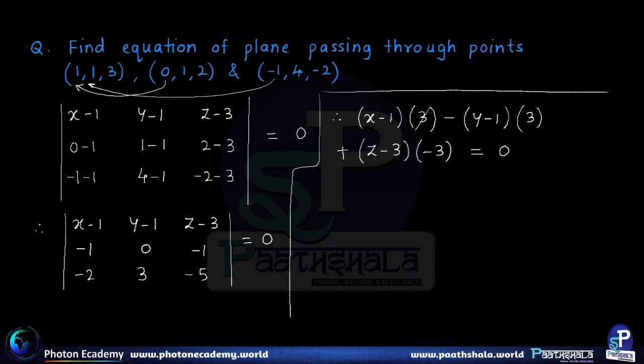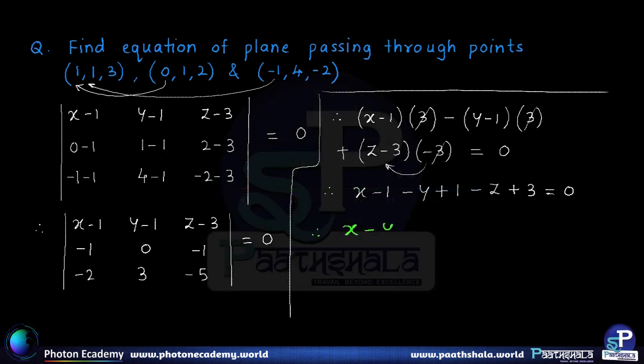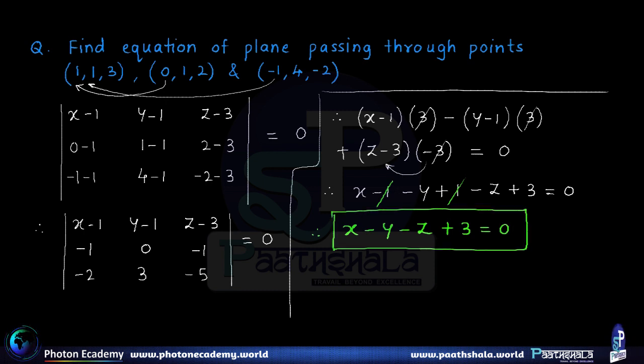Clearly here we can cancel out a factor of 3 and therefore we get x minus 1 minus y plus 1, and this minus will flip the terms, so we have minus z plus 3 equal to 0. Lastly, collecting all the variable terms, we get x minus y minus z, minus 1 and plus 1 cancel, we have plus 3 equal to 0. That's the Cartesian equation of the required plane.